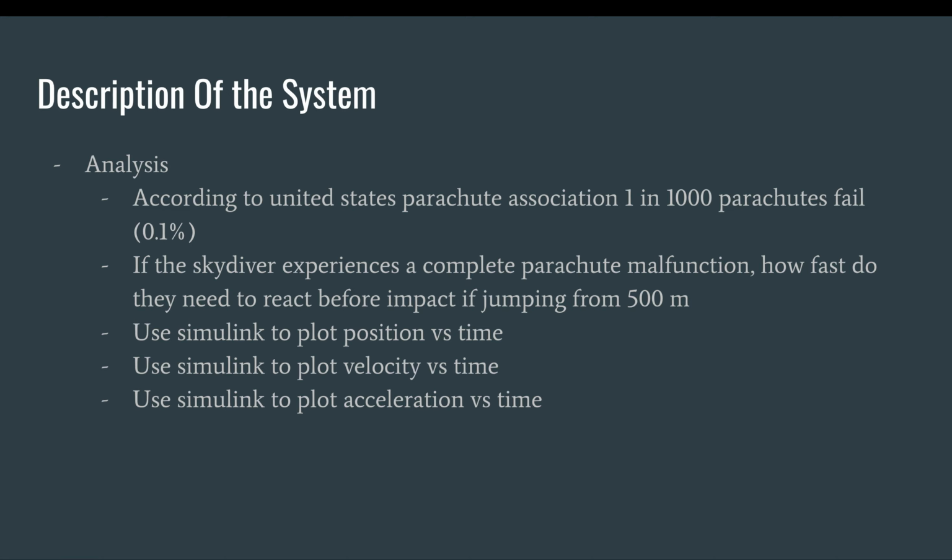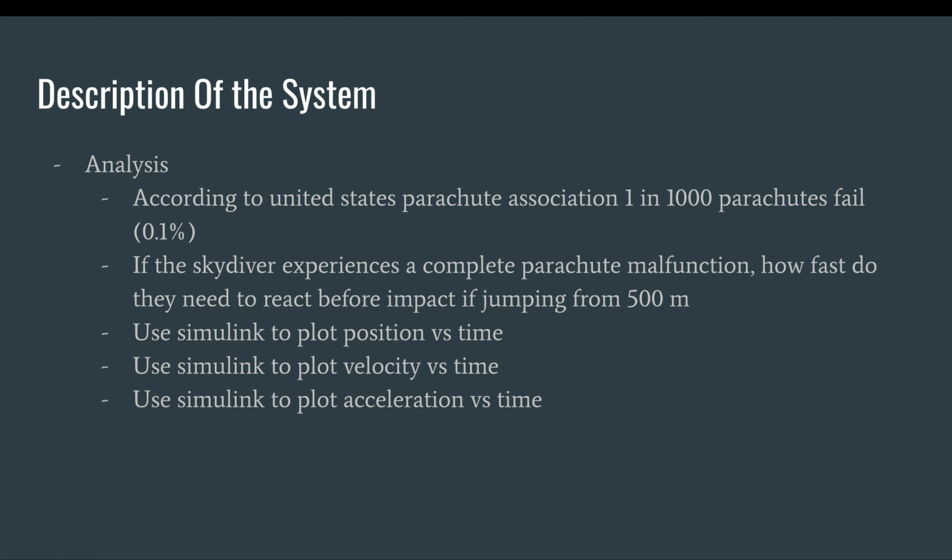So for the description of a system, I chose to analyze a skydiver in freefall. He has yet to reach terminal velocity and he just jumps from a height of 500 meters. According to the United States Parachute Association, 1 in 1,000 parachutes fail, which is only 0.1%, so this is quite rare. But if the skydiver were to experience a complete parachute malfunction, how fast do they need to react before impact if jumping from 500 meters?